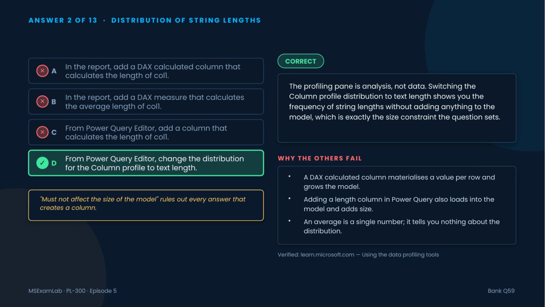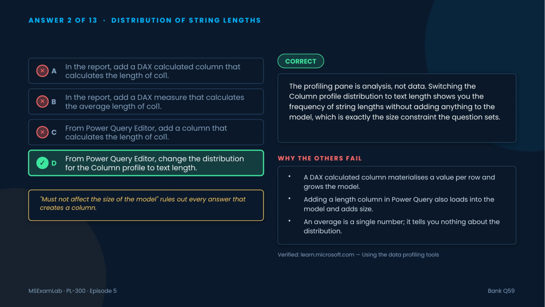The answer is D. From Power Query Editor, change the distribution for the column profile to text length. The profiling pane is analysis, not data. Switching the column profile distribution to text length shows you the frequency of string lengths without adding anything to the model, which is exactly the size constraint the question sets.